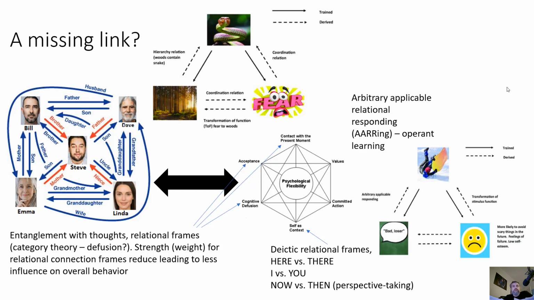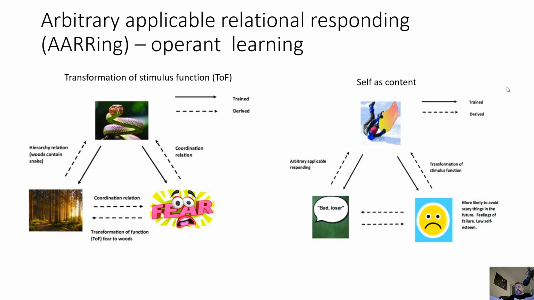As you start to use acceptance and cognitive diffusion, perhaps the strength of these weights decrease. So that's the kind of area I'd like to explore in a little bit more detail, to really understand how these relational frames connect with this middle level concepts in the ACT model. But let's take this one step further.